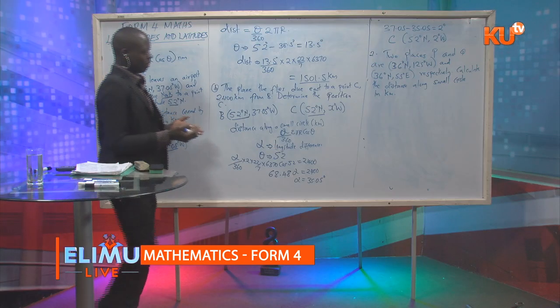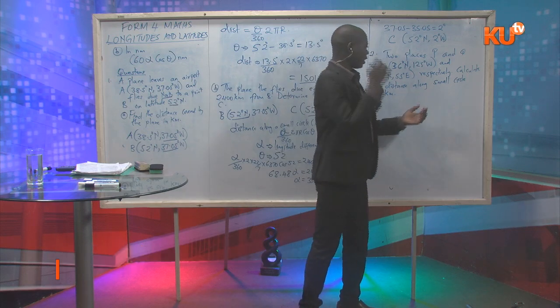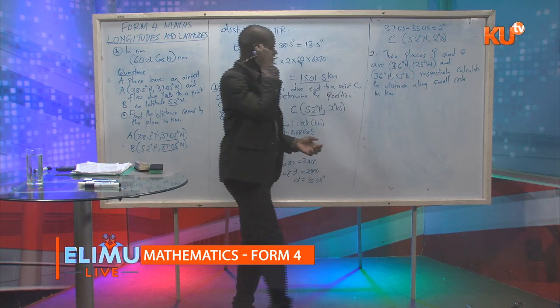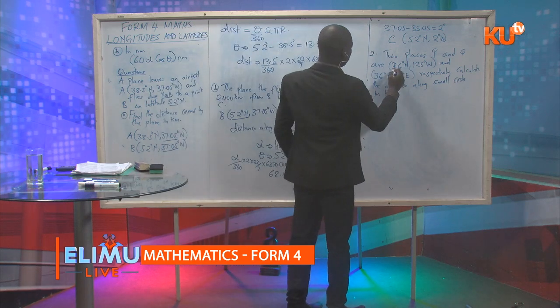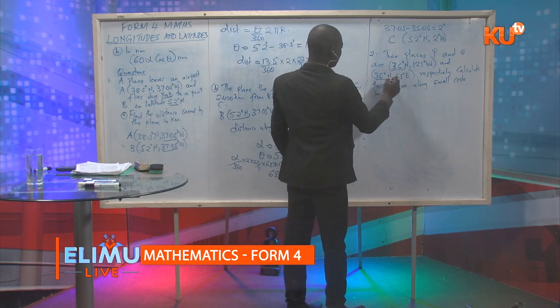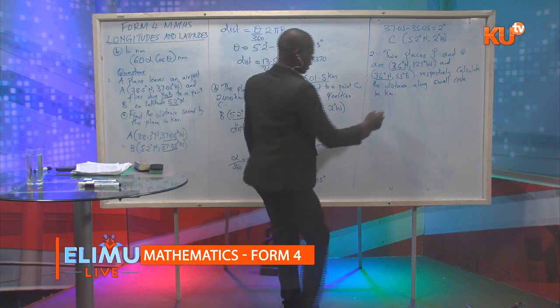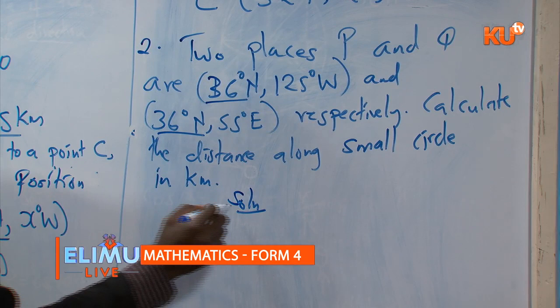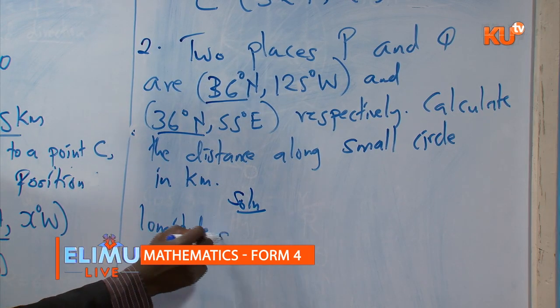We've been told it's very simple. It's along a small circle. Sometimes they will say along a parallel of latitude. We will still be referring to the small circle. This defines a small circle because this is 36 degrees north, 36 degrees north. And we have to start with what we call the longitude difference.